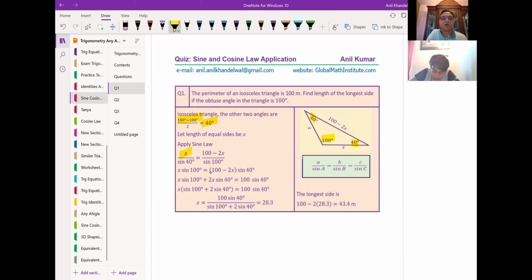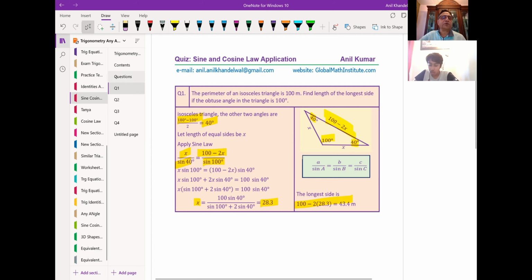Now we have applied the sine law: x over sine 40, this ratio, 100 minus 2x over sine 100. Cross multiply and isolate x. When you calculate, you get the value of x as 28.3. Now substitute this value of x and get the y value, 100 minus 2x, correct? And so you get the y value. That is how you're going to solve this particular question. Do you find it interesting? Yes, sir. Very difficult question based on sine law.